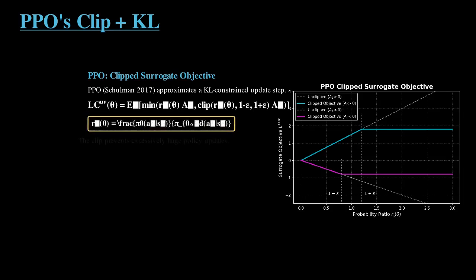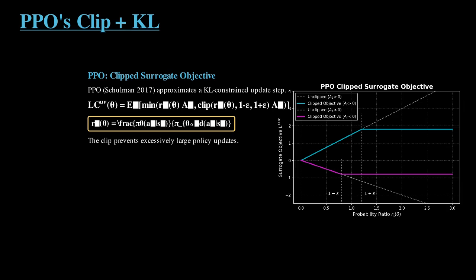PPO provides a second, implicit form of KL regularization. It's designed to prevent the policy from changing too dramatically in a single update step, effectively keeping the updates within a trust region. The mechanism is a clipped surrogate objective function. The key term is r sub t, the probability ratio between the new policy and the old policy for a given action. If an update would change this ratio too much, the objective function clips the potential gain.